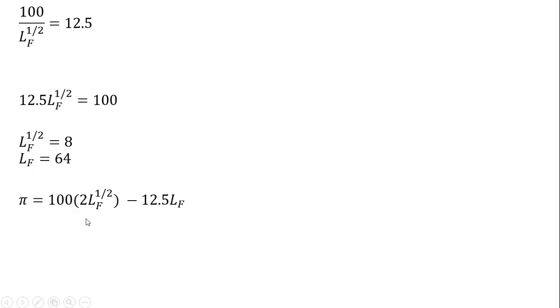The profit with 64 female employees is going to be $800. Still less than the firm that did not discriminate, the firm that had a discrimination coefficient of D equal to 0.